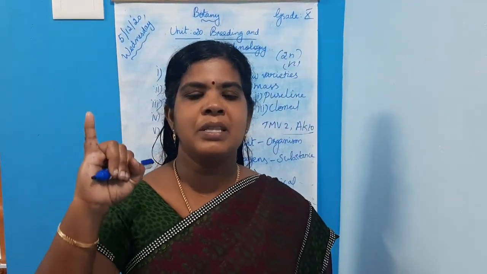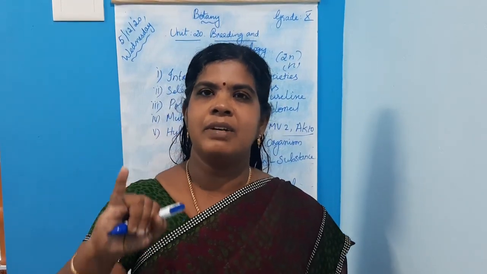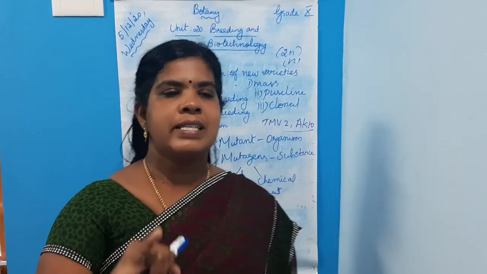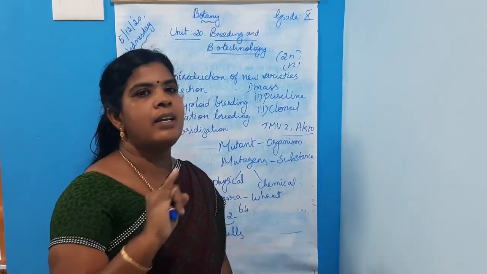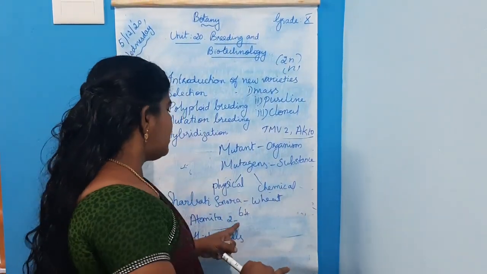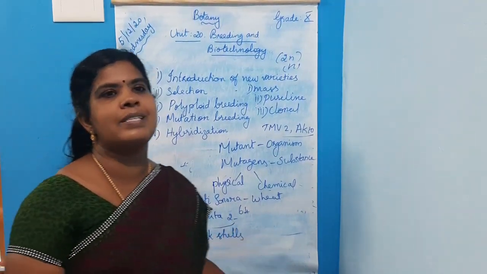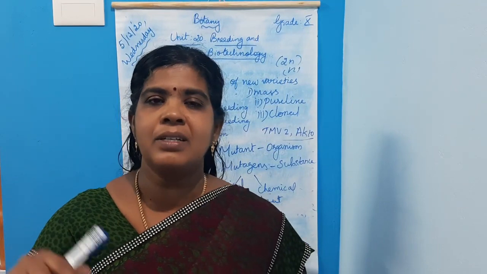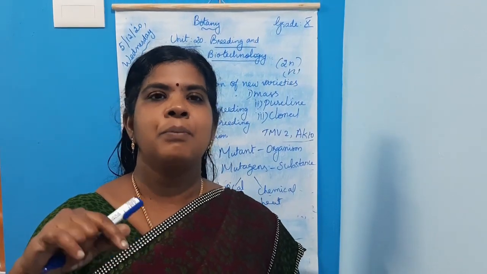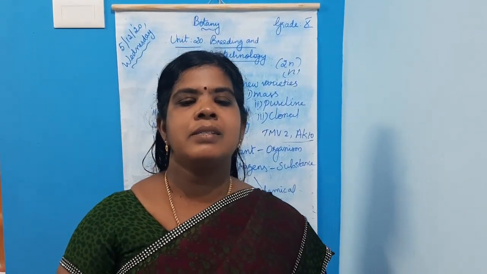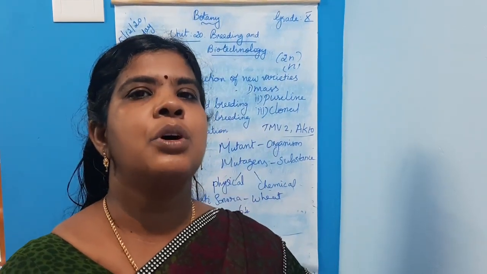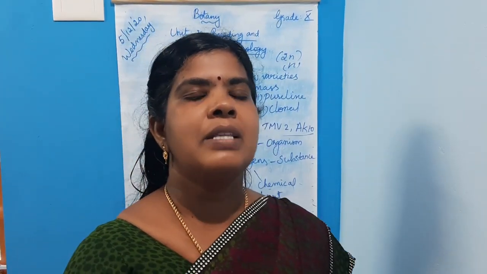So achievements of mutation breeding. First one is Sharbadi Sonora, a variety of wheat produced from Sonora 64 by using gamma rays. Second one is Atomita 2 rice, which shows saline tolerance and pest resistance because of mutation. Then groundnuts with thick shells are developed due to mutation breeding. So these are the achievements of mutation breeding.